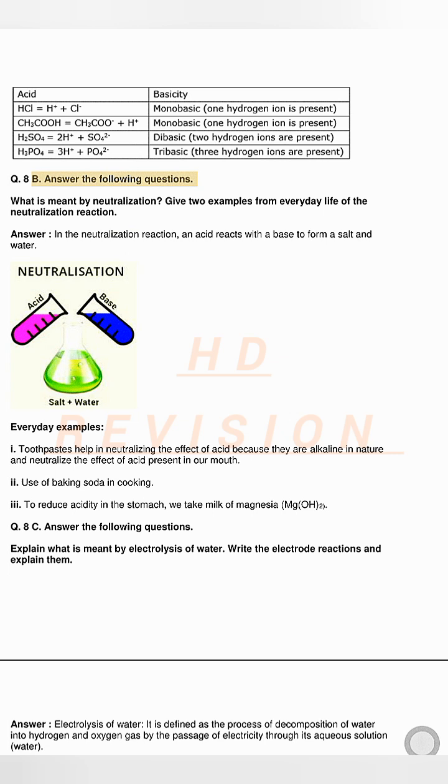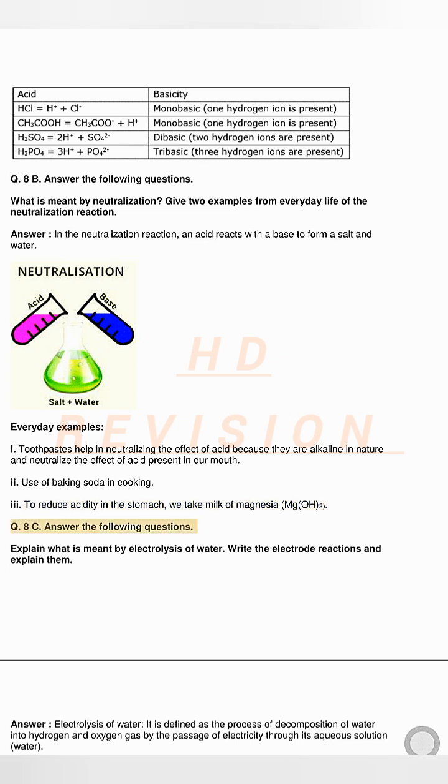Q8B. Answer the following questions. What is meant by neutralization? Give 2 examples from everyday life of the neutralization reaction. Answer. In the neutralization reaction, an acid reacts with a base to form a salt and water. Everyday examples. I. Toothpastes help in neutralizing the effect of acid because they are alkaline in nature and neutralize the effect of acid present in our mouth. II. Use of baking soda in cooking. III. To reduce acidity in the stomach, we take milk of magnesia, Mg(OH)2.